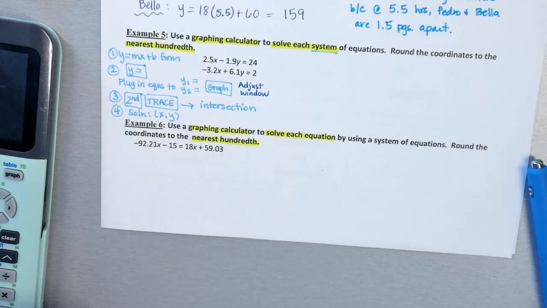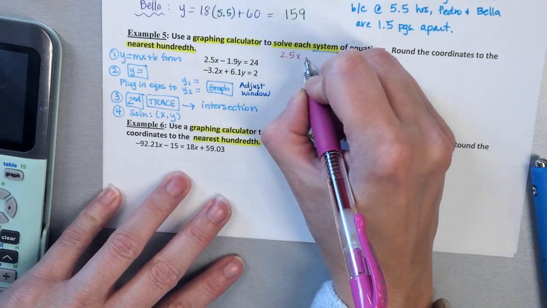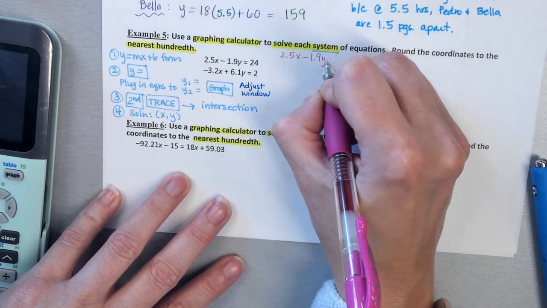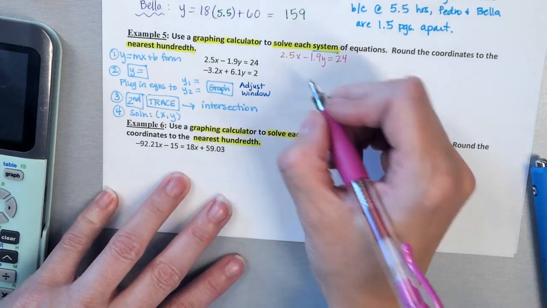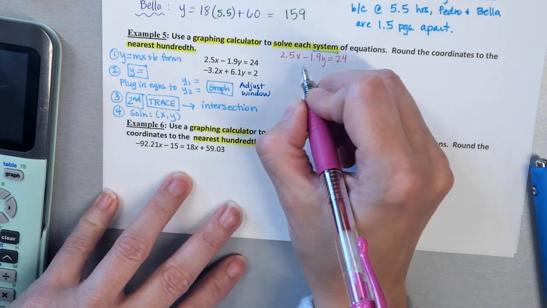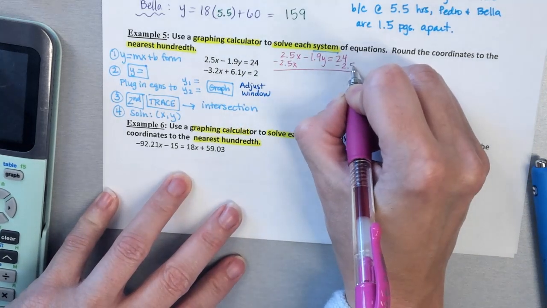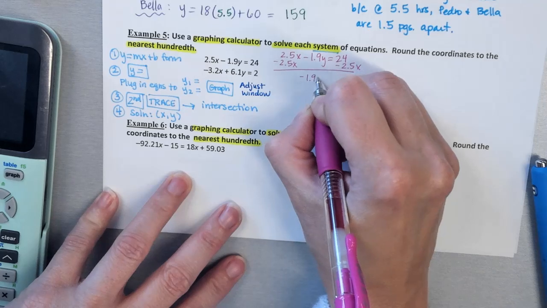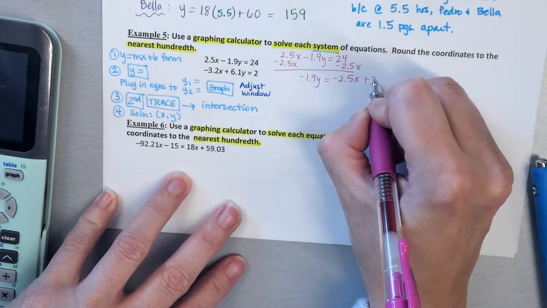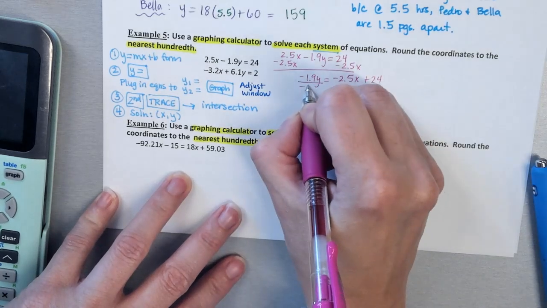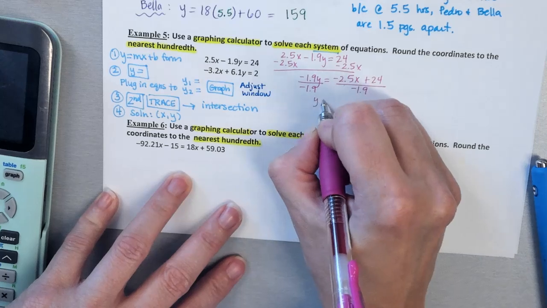All right, so we're going to start by putting these in the proper form. So you have 2.5x minus 1.9y equals 24. If we want that in the form y equals mx plus b, we're going to move our x term over. And we are going to be dividing by decimals with our calculator, and when you divide, you're going to have to round properly.